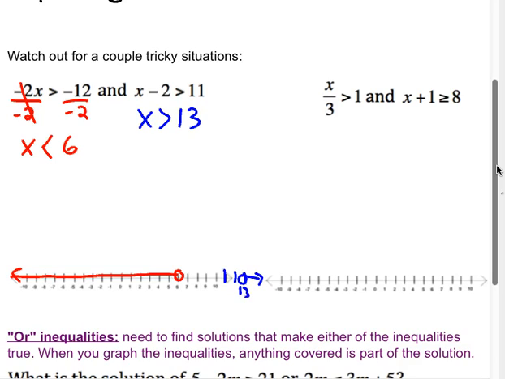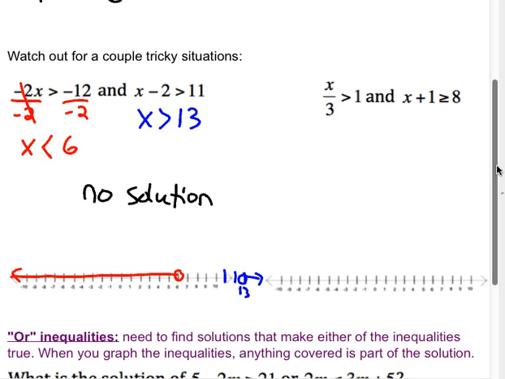Now notice, here I have a dilemma, right? Because here and means that I have to find an overlap. But in this instance, there is no overlap, okay? So when that's the case, when there's no overlap, just put no solution, okay? For the and, if there's no overlap, there is no solution, okay? So that's tricky situation number 1.